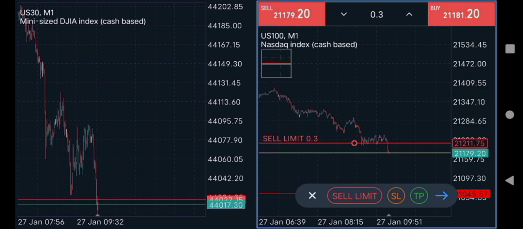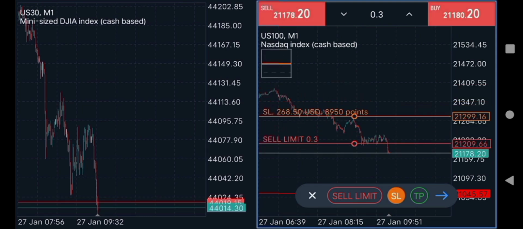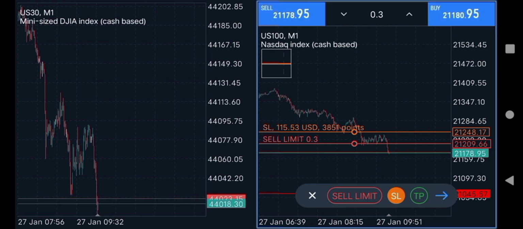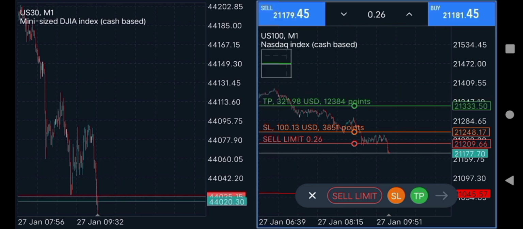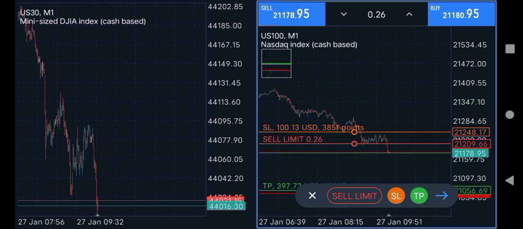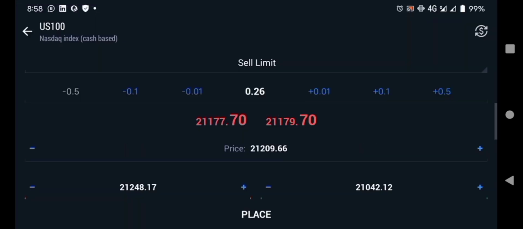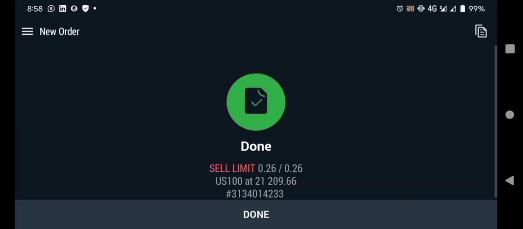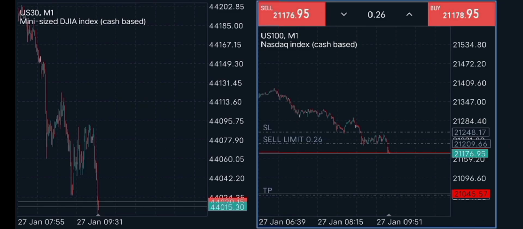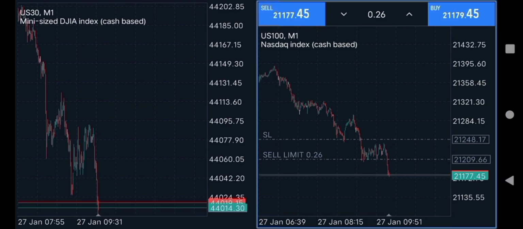And so what I'm doing right now is placing my sell limit and my stop loss, basically the points where I would be interested in selling immediately price hits that point. So let's wait and see what that fair value gap fill ended up looking like.